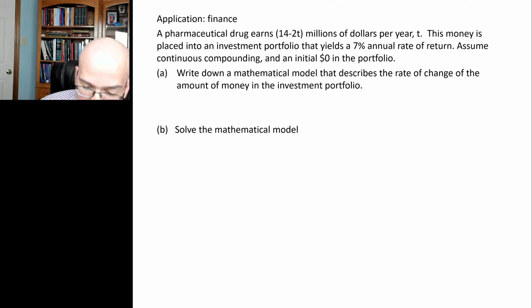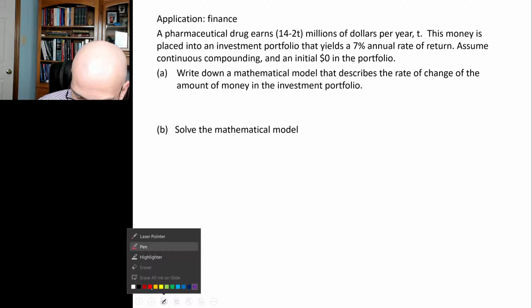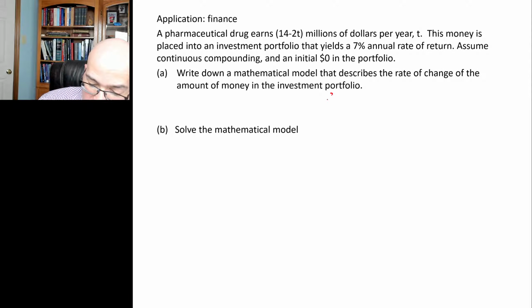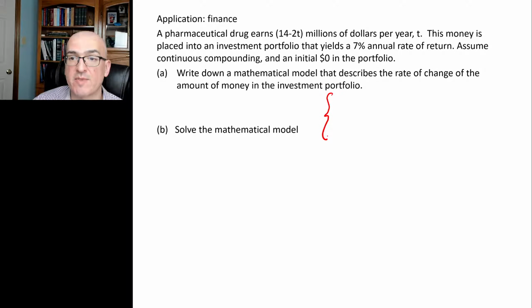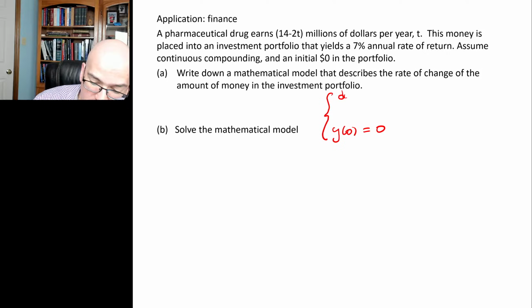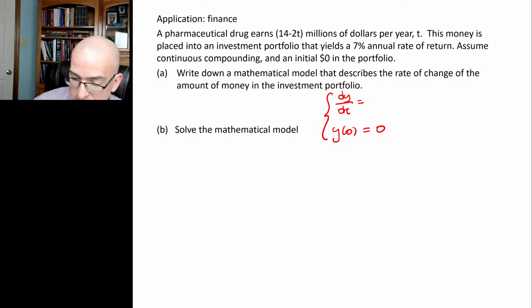It's just a model. Okay, so let's write down what that model is. Let's do the simple part first. The initial condition, how much money starts off in the account: y of 0 is equal to 0. And now the differential equation: the rate of change of how much money is in the account is equal to your interest rate, r, times how much money is in the account, plus your deposit, 14 minus 2t.